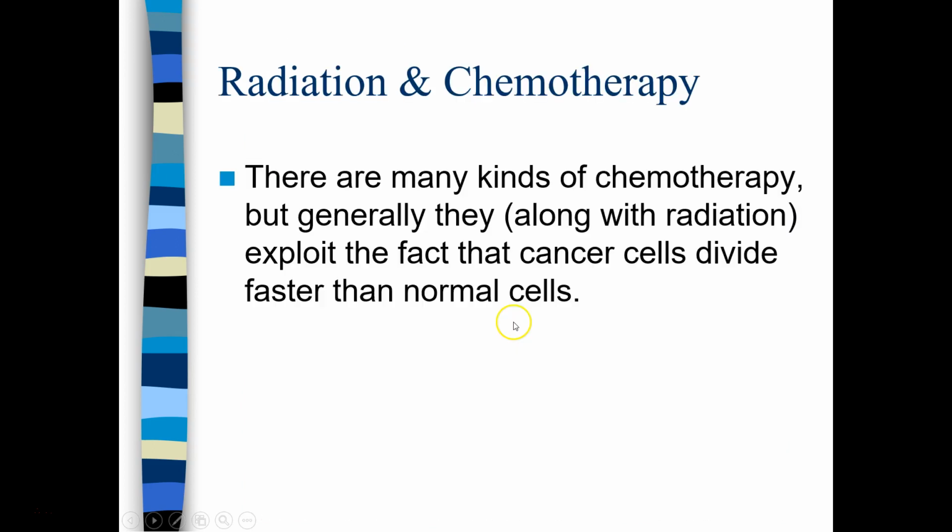So that's surgery. Next up is radiation and chemotherapy. There are many types of chemotherapy, but generally, along with radiation, they exploit the fact that cancer cells divide faster than normal cells, right? Because cancer cells have turned off the cell cycle checkpoints. They've turned off apoptosis, right? So they're just churning through.